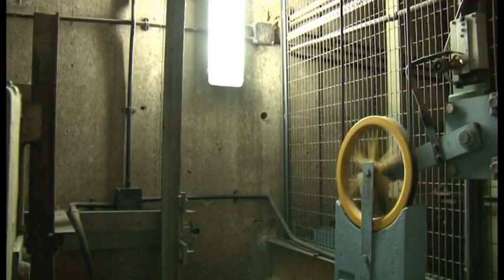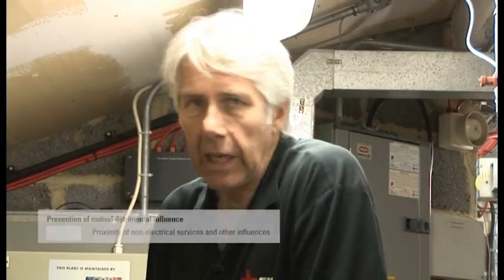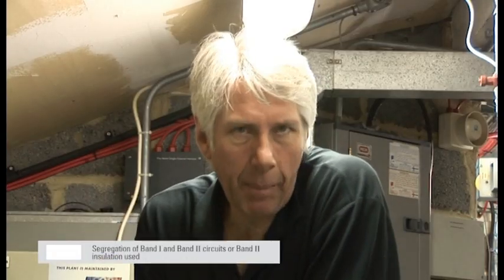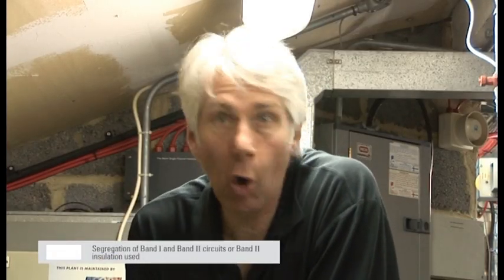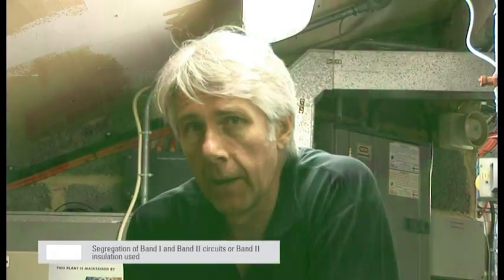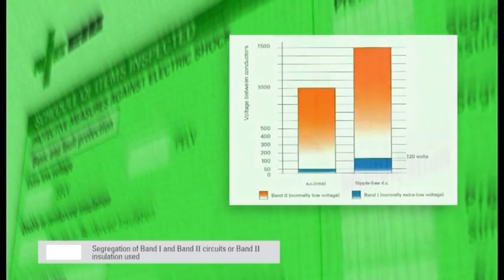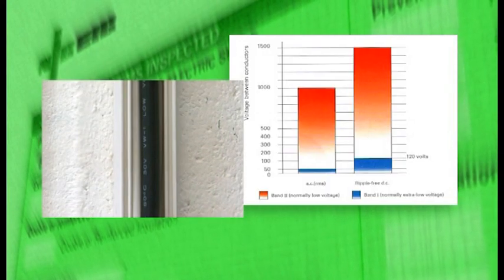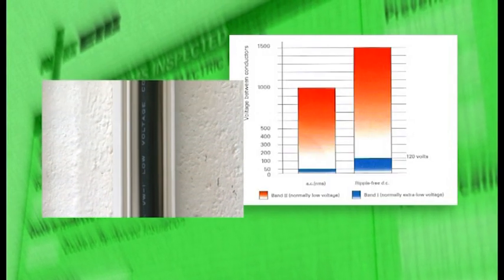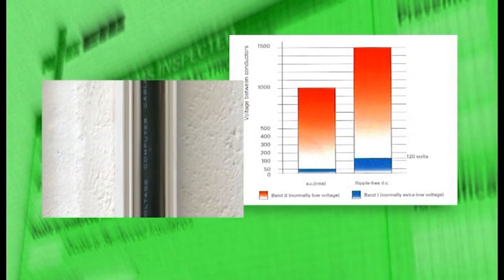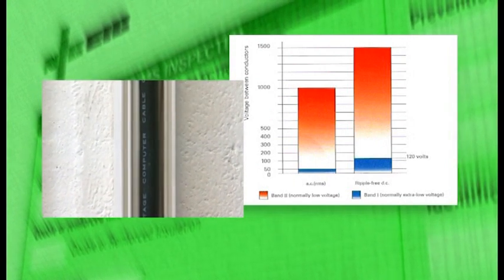This leads us on to the next box, segregation of band 1 and band 2 circuits or band 2 insulation used. Now, this is concerned with circuits of different voltages being contained together within the same wiring system. This is because some band 2 cables may have insulation rated at a much lower voltage than, say, a cable in a band 1 circuit.